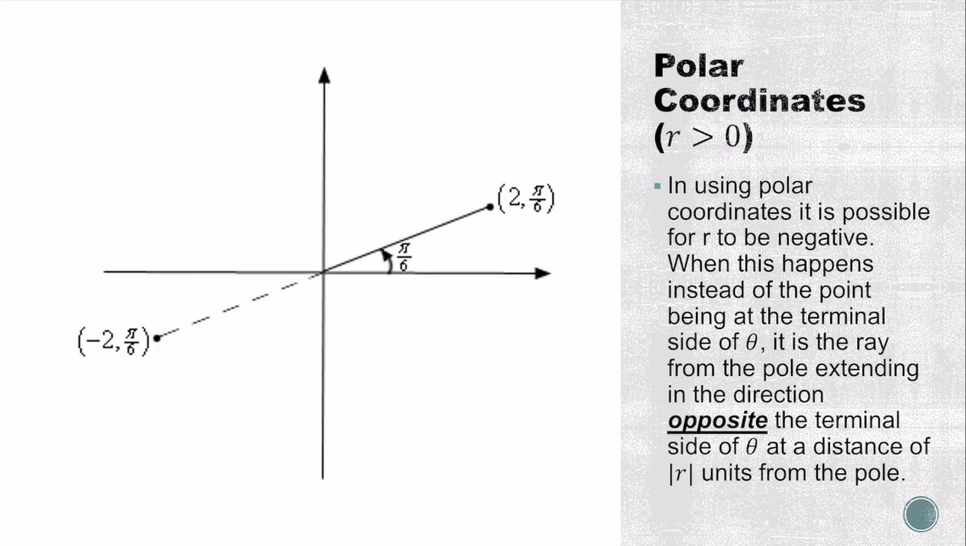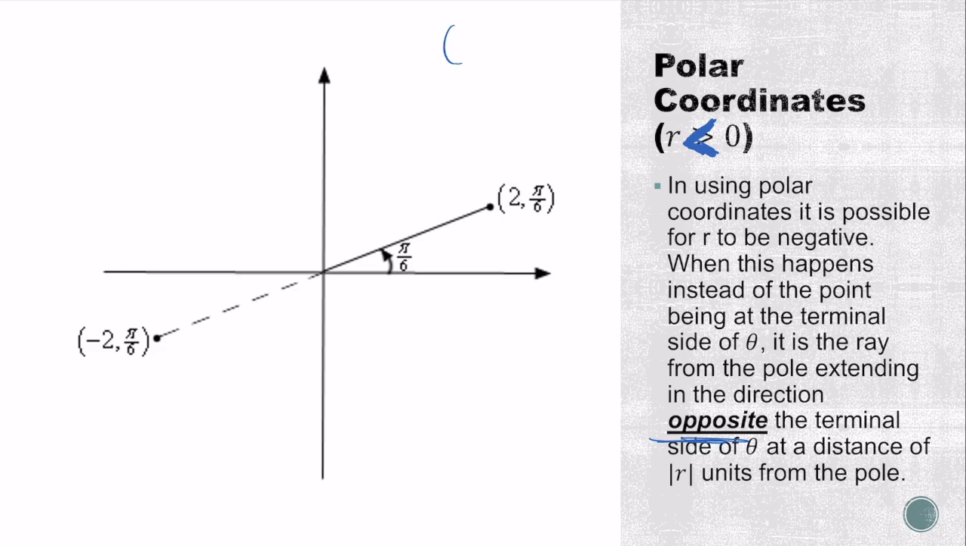So what do we do when we have an r, a radius that is negative, when r is less than 0? Well, it is possible for r to be negative. I know that sounds counterintuitive because radius is a matter of distance. But when this happens, instead of the point being at the terminal side of theta, it's the ray from the pole extending in the opposite direction.